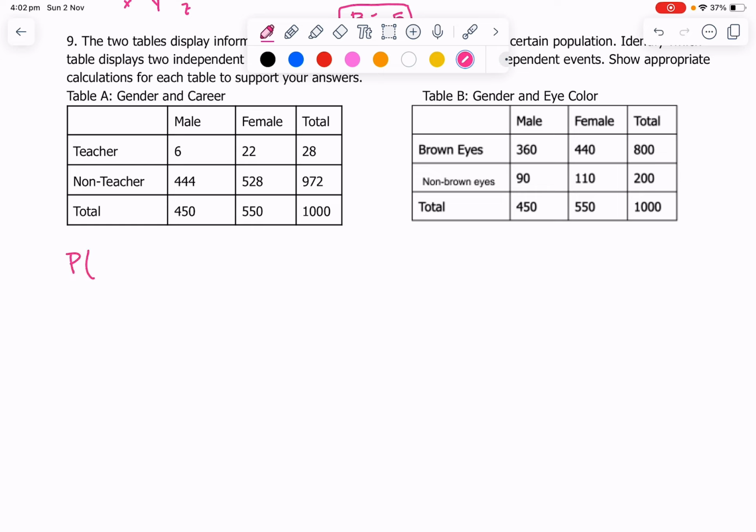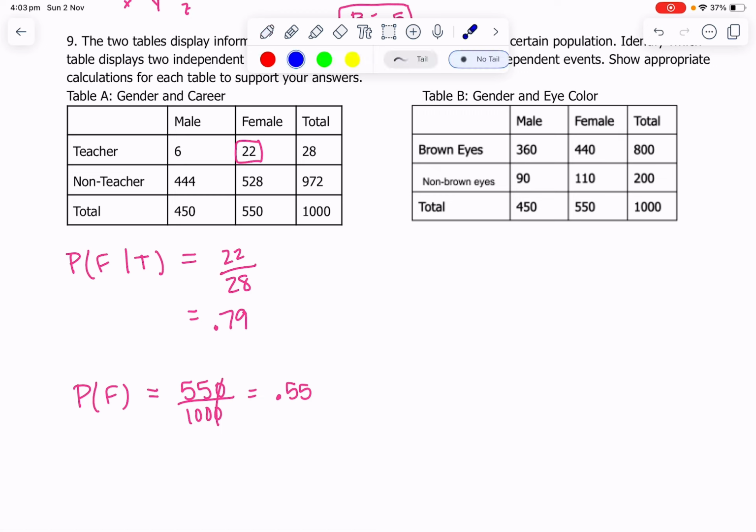So here, I looked at the probability of being a female given that somebody is a teacher. So those 22 people out of the 28 teachers. So that probability is 0.79. And then I said, okay, well, what's the probability of just being female? It was 550 out of 1,000, which is 55%. So if you are trying to just think of a random person and guess whether or not they're female, 55% chance that they are a female.